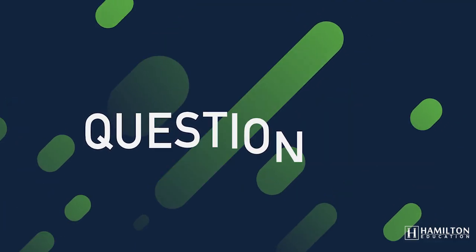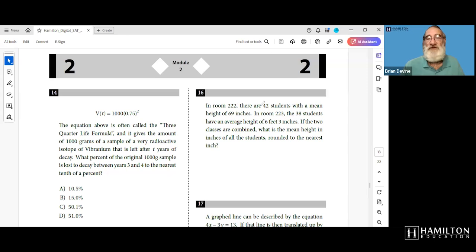Number 16. In room 222, there are 42 students with a mean height of 69 inches. In the room next door, 223, the 38 students there have an average height of 6 feet 3 inches, or 75 inches. If the two rooms are combined, what's the mean height of all? Well, 42 plus 38, that's 80 students.